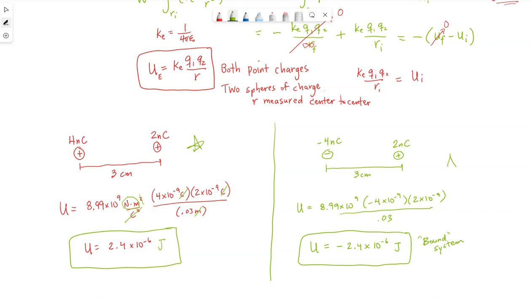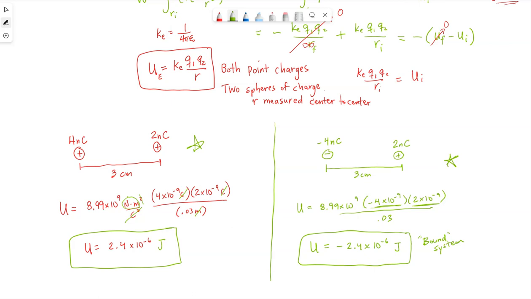Now, mind you, if these charges were both negative, we would get a positive answer, because we would put a negative for Q1 and a negative for Q2, which in turn would give us a positive potential energy, which means that they are repelling, they're going to push each other away and essentially escape from each other. They're not bound.